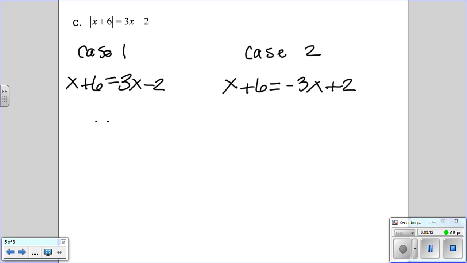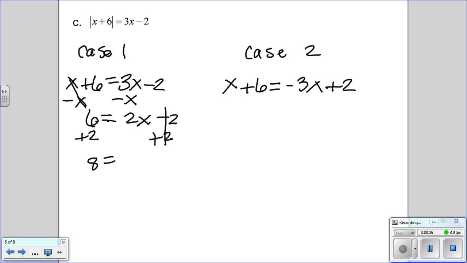All right, I'm going to start with case 1. I'm going to start by subtracting x on both sides. These cancel out and I get 6 equals 3x minus x is 2x minus 2. Then I'm going to add 2 to both sides. 6 plus 2 is 8. And on the right side, negative 2 plus 2 is 0, and so I'm left with 2x. To solve for x, let's divide both sides by 2. 8 divided by 2 is 4, and so I get x equals 4. We'll check that later. Let's go over and see what the solution is for case 2.